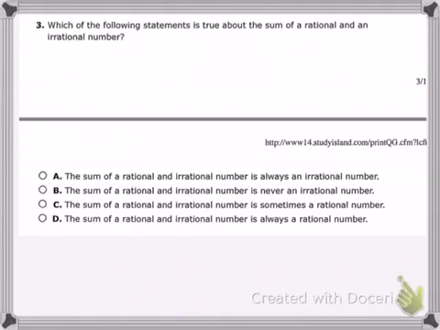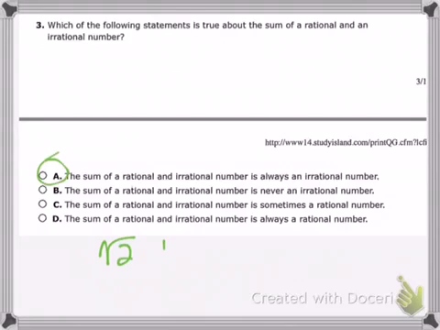Alright. Right here, which of the following statements is true about the sum of rational and irrational number? The sum of rational and irrational number is always an irrational number. The sum of a rational and irrational number is never an irrational number. The sum of a rational and irrational number is sometimes rational. The sum of a rational and irrational number is always a rational number. The correct answer is A.